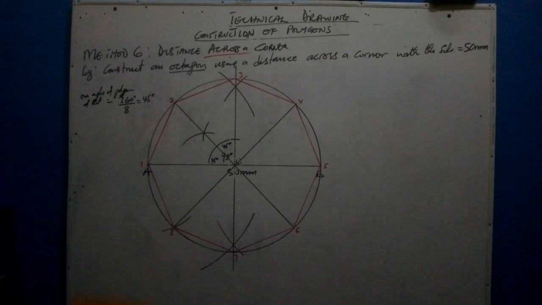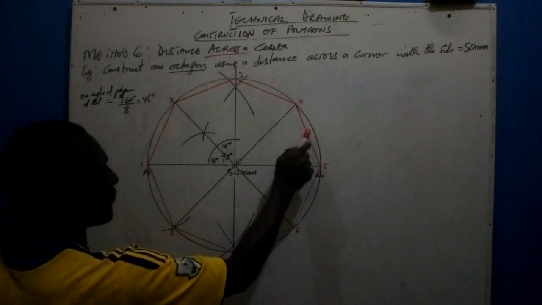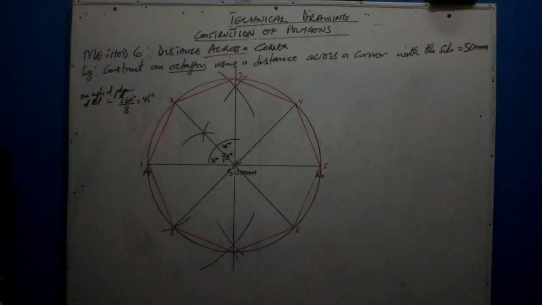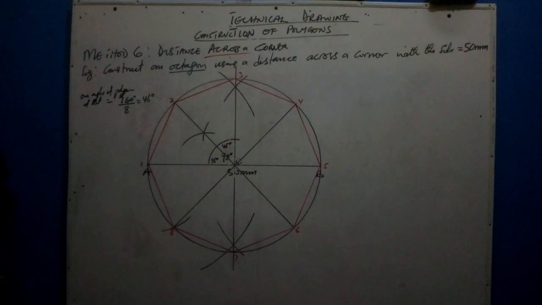Then I've gotten my octagon polygon. Let's count it: 1, 2, 3, 4, 5, 6, 7, 8. It has given us 8 sides. This is how you go by the method.